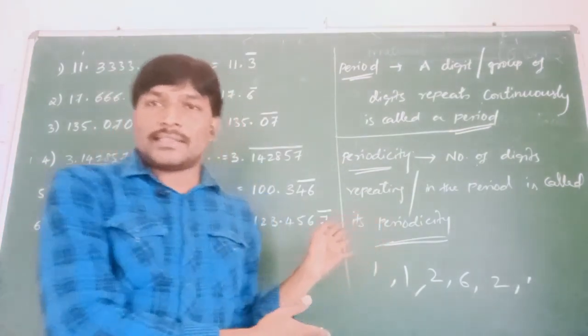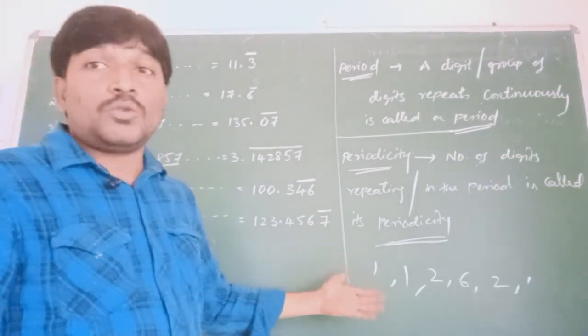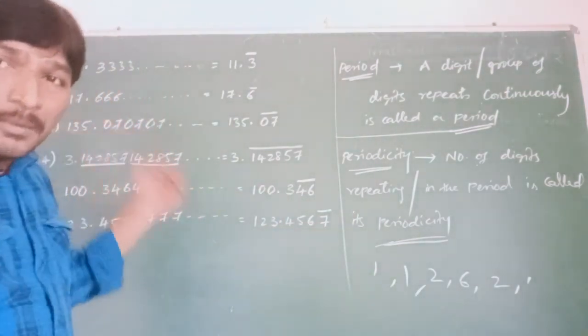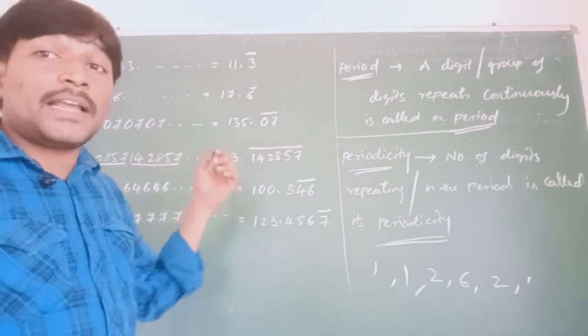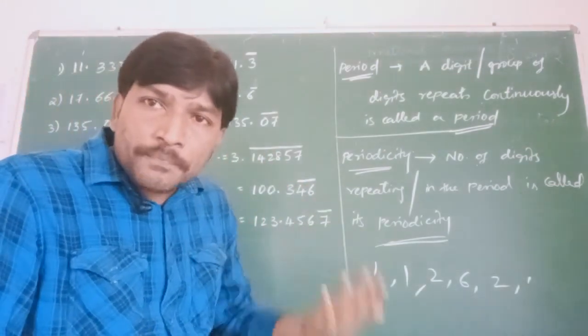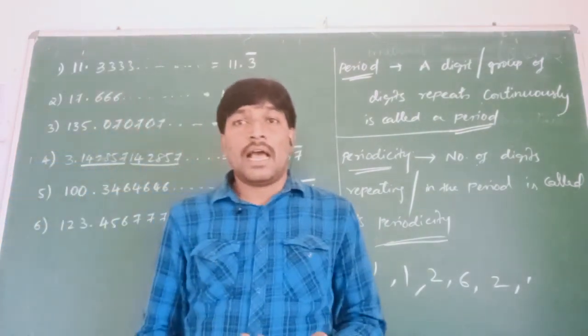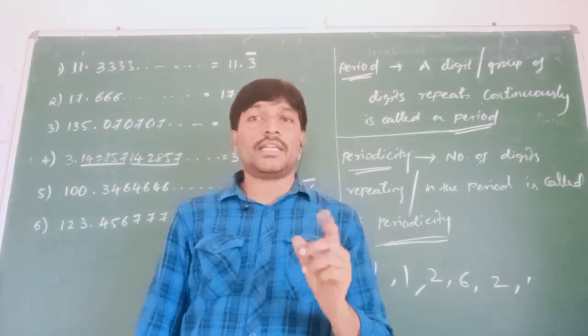In the next class, we will see how to express these terminating and non-terminating repeating decimals as rational numbers, that is, in the form p by q. How can we write them as a fraction? That we will discuss.